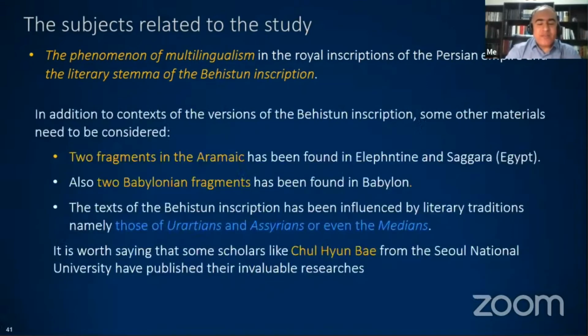The phenomenon of multilingualism in the royal inscriptions of the Persian Empire, and the literary stemma of the Behistun inscription. The trilogy of the Behistun is a version which has been produced from an original text with some literary variations and new pieces of information added. Archaeological evidence substantiates that they were not engraved at the same time.